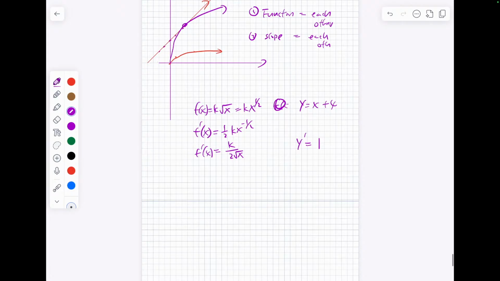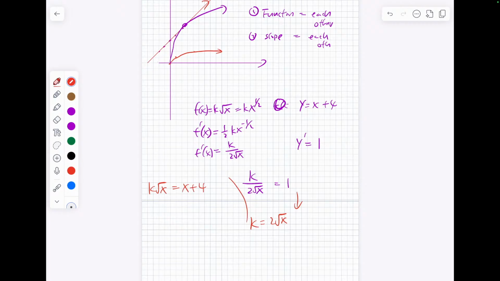So can I say the slopes are equal to each other first? That's the first statement. The second statement is the original functions are equal to each other. This is equal to this. I'm going to start taking care of this part because slope is easier to evaluate, since you have less going on. So I cross multiply: k equal to 2 root x. I multiply by 2 root x on both sides. I got k equal to 2 root x.